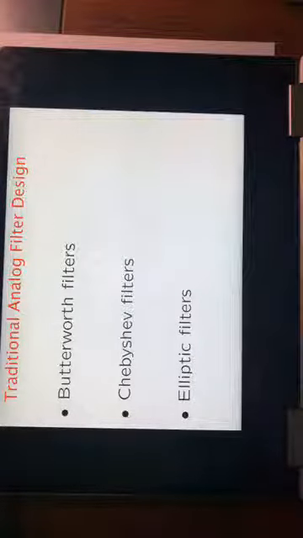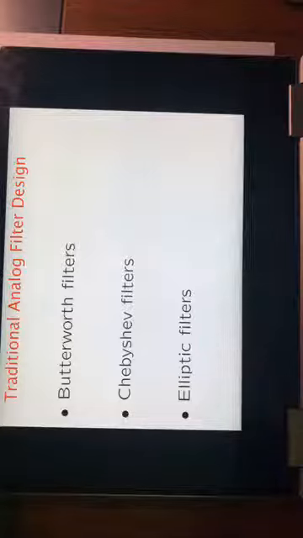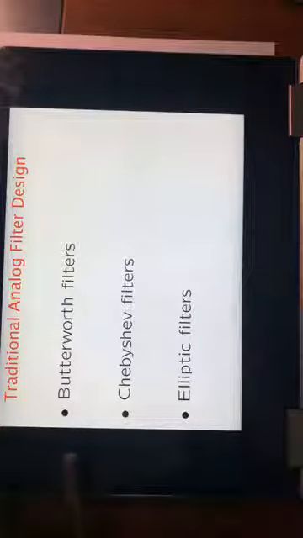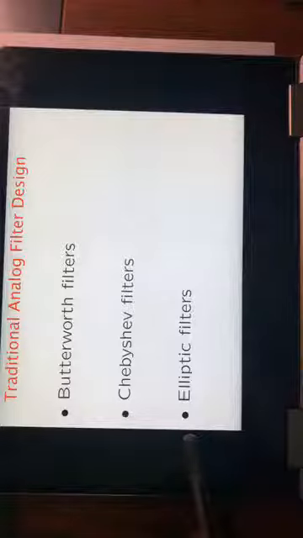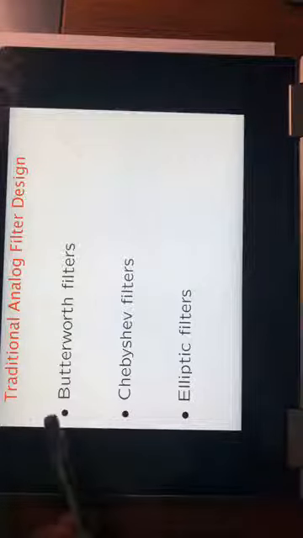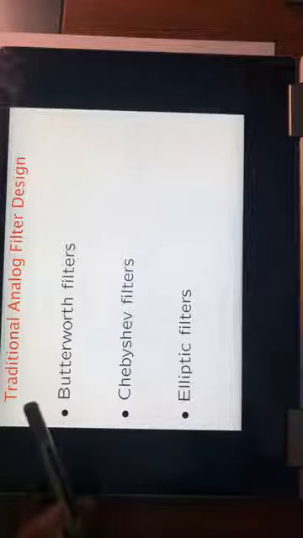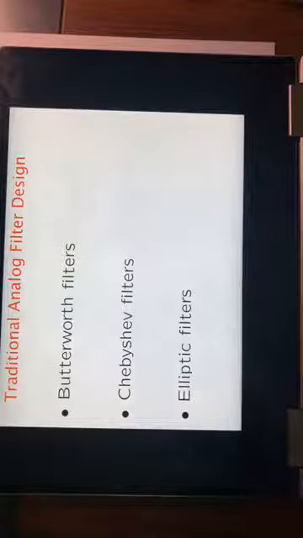Okay. Then we said the people who have designed analog filters, these are the three most famous design techniques. One is called the Butterworth filter design technique. Second is called the Chebyshev filter design technique. The third is called the elliptic filter design technique. So these are the three most famous design techniques for designing analog filters.